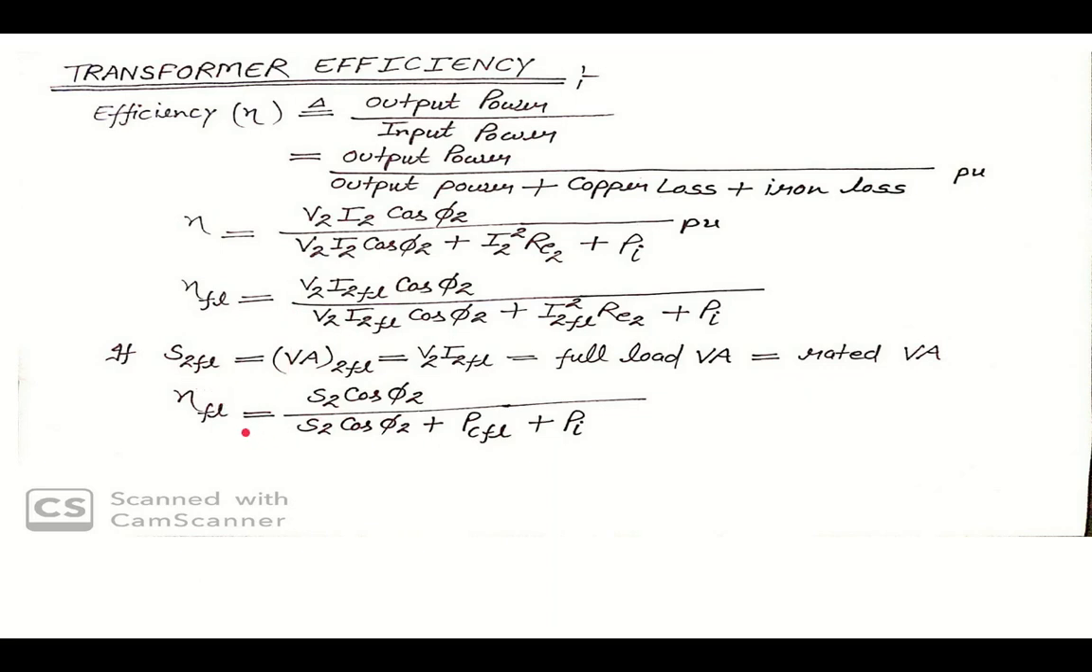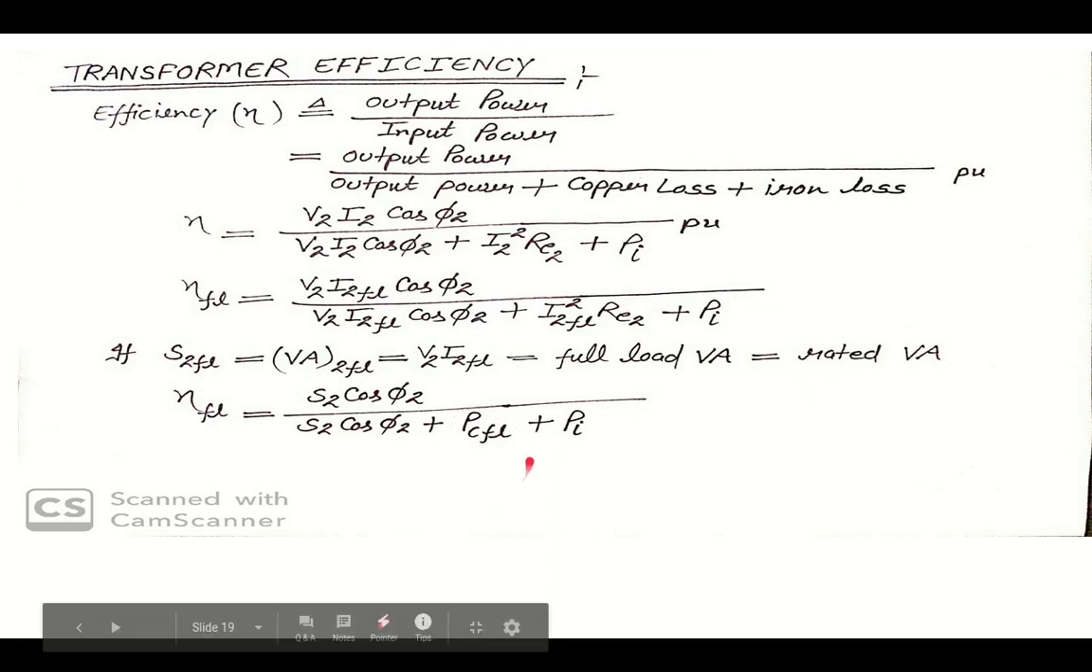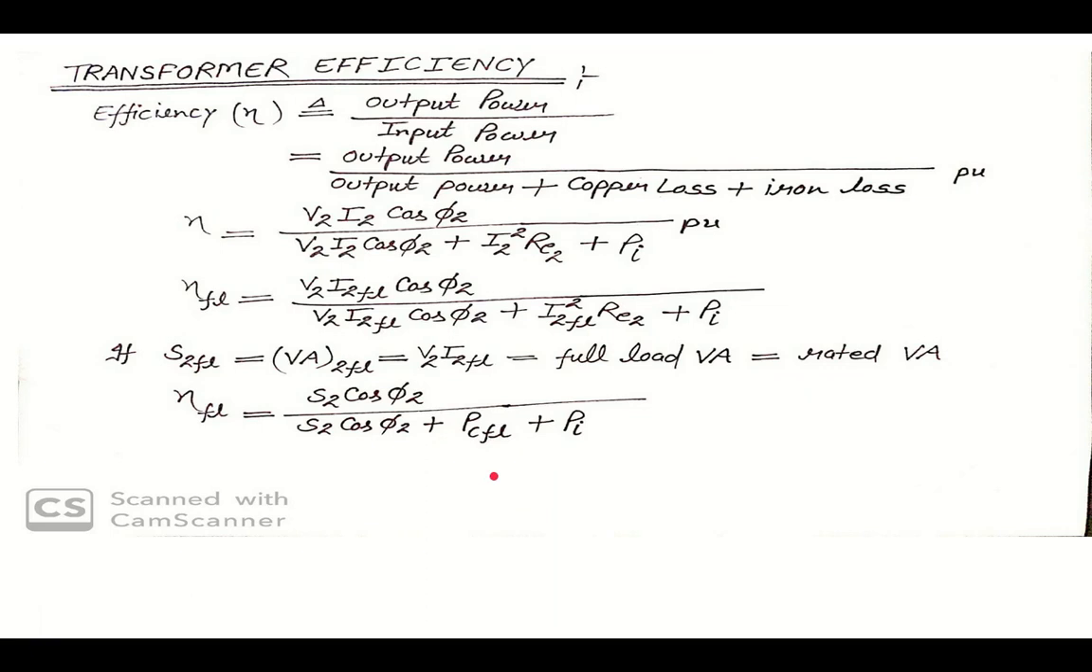So eta FL is equal to S2 cos phi 2 divided by S2 cos phi 2 plus, in place of I2 square FL Re2, we can put PCFL. PC means copper loss. So here we put copper loss PCFL plus iron loss. So this is the efficiency at full load in rated form.